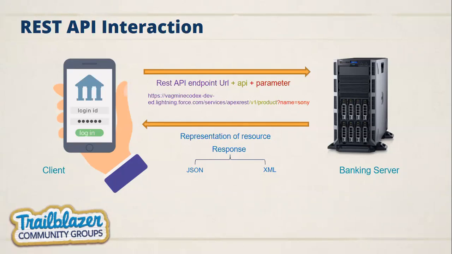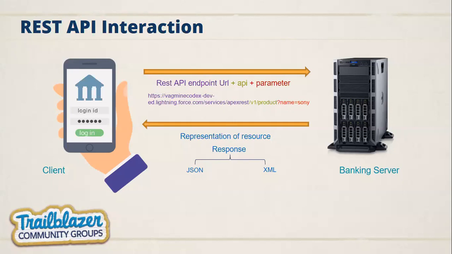And then I have put name equal to Sony. Basically, it's a parameter. It's saying to get all the product details whose name is equal to Sony. So this request comes from the mobile device and goes to the server. The server then gives a result. It gets the data from your database, probably the force.com database.